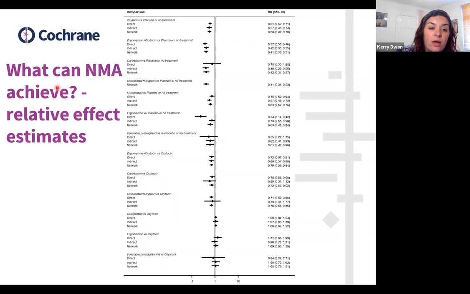Then thinking about coherence as well, you can see here that the direct estimate and the indirect estimate are both in the same direction, and the confidence intervals overlap. So for this particular comparison, we wouldn't be concerned about incoherence.